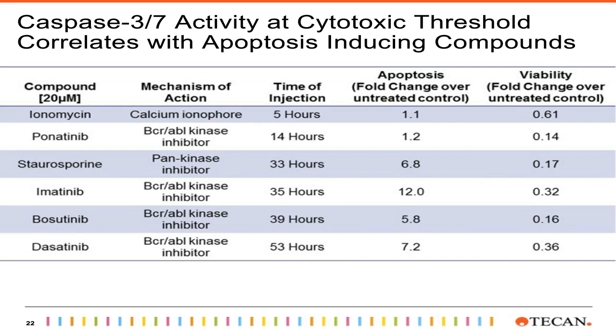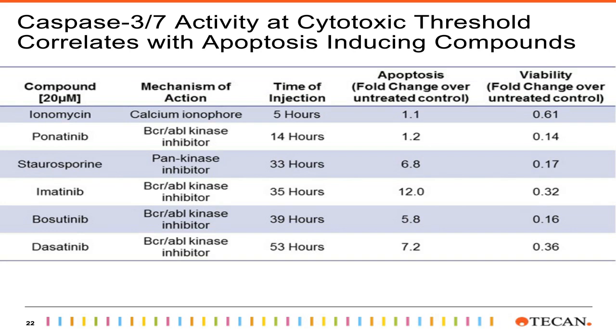What we show in this chart, next to the mechanism of action, is a time of injection. The time of injection, again, is when the reference well within each of these compounds reached that cytotoxicity threshold and the reagent was added. And then shown in the last two columns are the apoptosis and the viability assay results for the corresponding compounds.